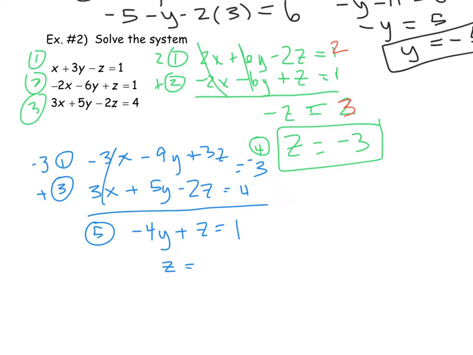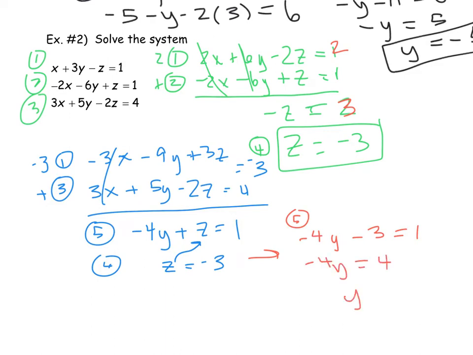So I get z equals negative 3, which was equation 4. If you notice here, we don't have to eliminate anything at all because we can just plug in z right there. Okay, so let me switch colors. If we go to red, so if we plug in z right here, we get negative 4y minus 3 equals 1. This is equation 5. So we get negative 4y equals 4, and I get y equals negative 1. So now I have two answers.